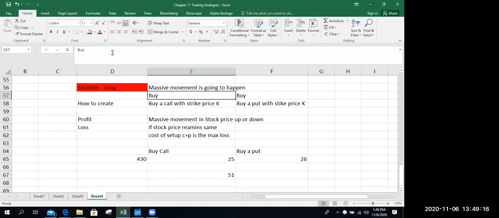So in that case, you do a straddle. You buy a call and a put at the current strike price. If massive movement happens irrespective of whatever direction, you make money.